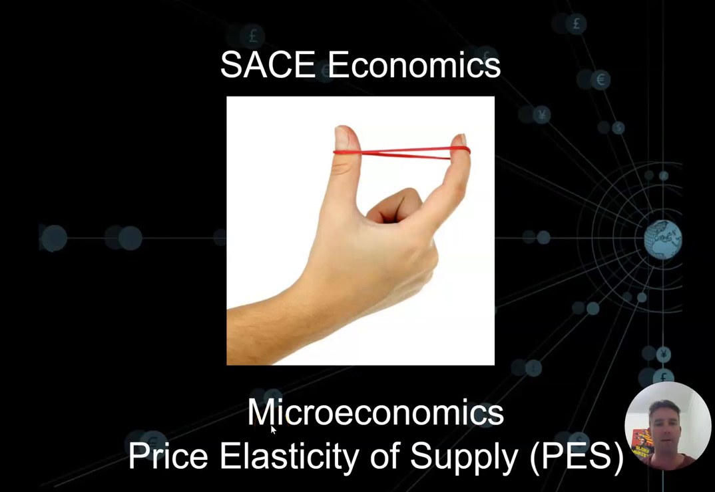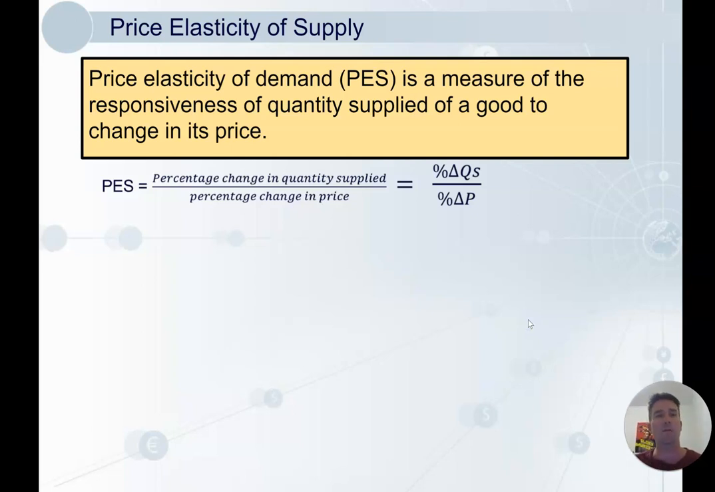Hey everyone, welcome back. Today we're following on from looking at price elasticity of demand, and now we're going to be looking at price elasticity of supply. So, of course, what that is a measure of is the responsiveness of quantity supplied of a good to a change in its price. So we know that as price goes up, producers are going to want to supply more, but how much more will they supply given a price change? That's what price elasticity of supply attempts to determine. So same equation, except we're just substituting quantity supplied for quantity demanded.